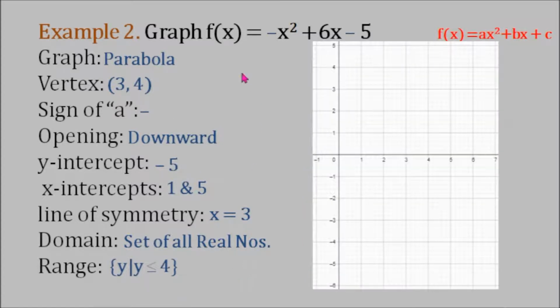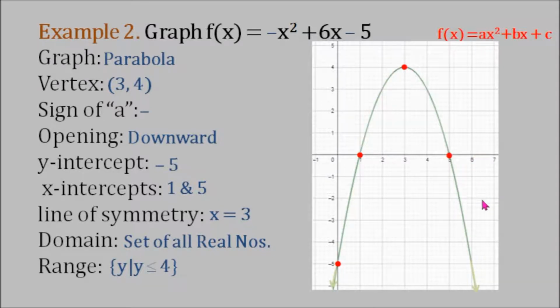Now let's graph our function. So this is our vertex, and our graph opens downward. Our y-intercept is -5. Our x-intercepts are 1 and 5. Connecting these 4 points with a smooth curve whose vertex is here, we have this U-shaped graph.